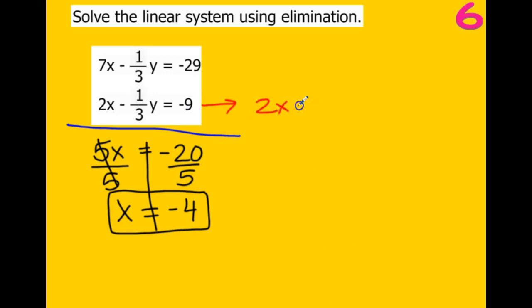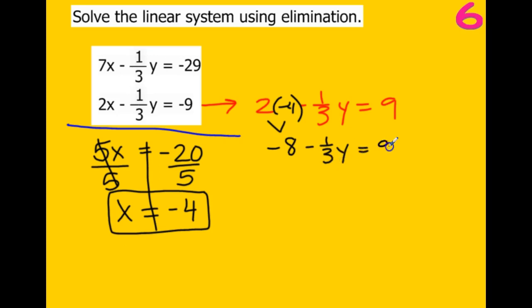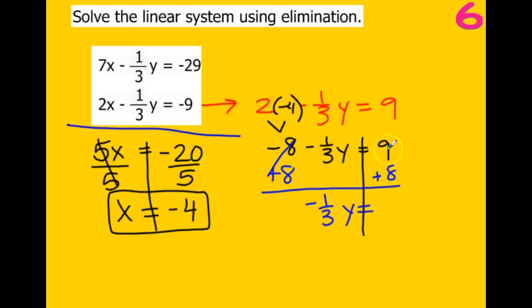It says 2x minus 1/3 y equals 9. But instead of x here, I'm going to plug in what x is, which is negative 4. So 2 times negative 4 is negative 8. And then we have minus 1/3 y equal to 9. And we just need to get rid of our number here, so I'm going to add 8. So we have negative 1/3 y equal to, well, 8 plus 9 is going to give me 17.